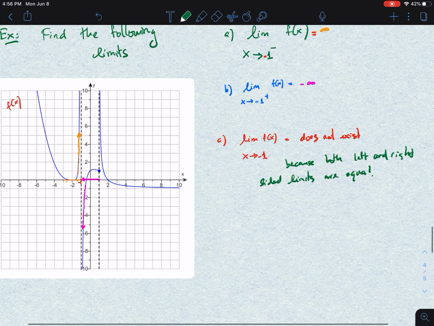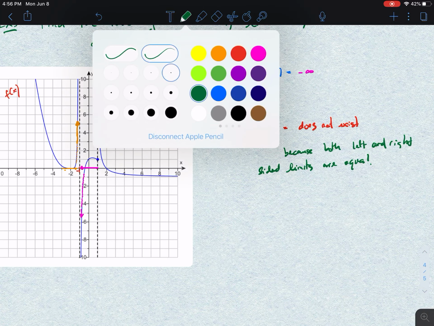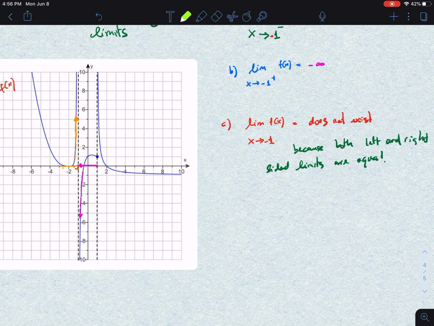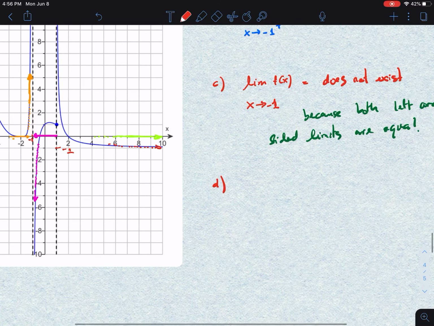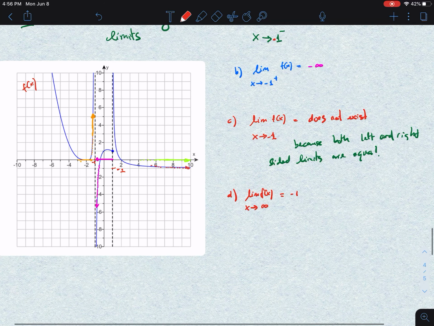We can do another one here as well. As we let x tend to positive infinity, as the input value goes to positive infinity, the outputs, or the y values, are approaching a certain number here. I'm going to say that is -1. So it's going to be part D. The limit of f of x as x goes to positive infinity is -1. So we can answer that question there.